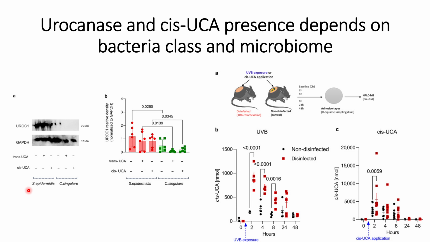These are S. epidermidis and C. singulare, and they checked the urocanase presence in the presence and absence of cis-UCA and trans-UCA. So they checked the urocanase in the cell culture media of those bacterial growths, S. epidermidis and C. singularis. What they found out is that S.